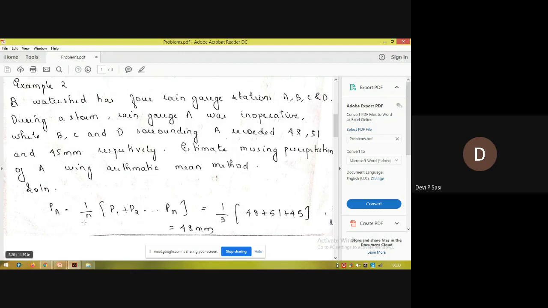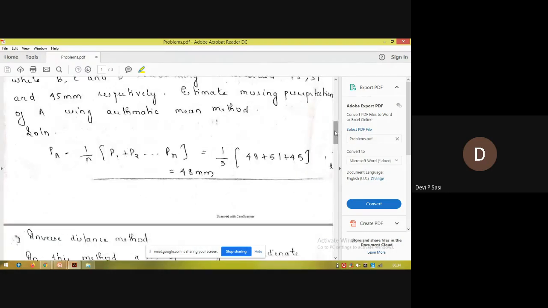where n is the number of index stations. So 1 by n becomes 1 by 3, because n is 3. Therefore, PA is 1 by 3 into PB plus PC plus PD, that is 48 plus 51 plus 45. So it becomes 48 mm. You should do the same and check your answer. Similarly, all the problems should be worked out in your notebooks.